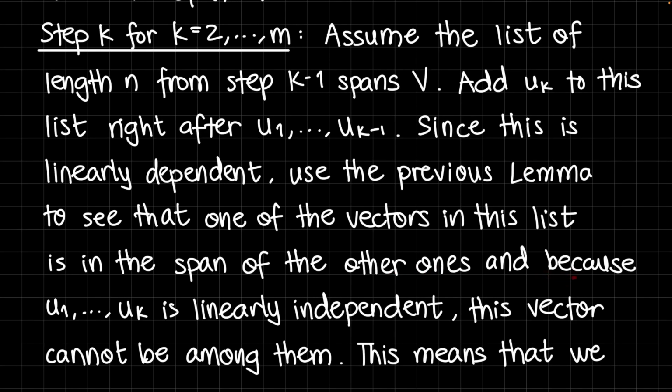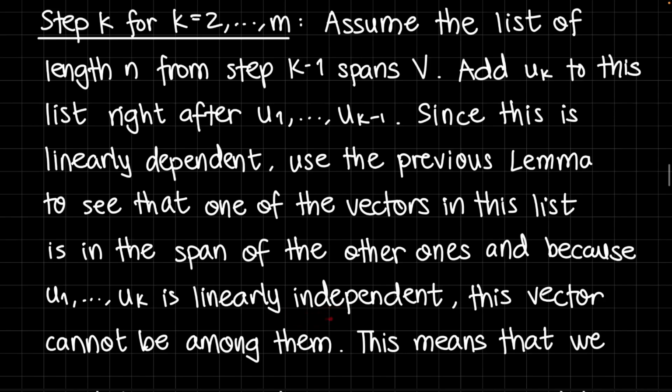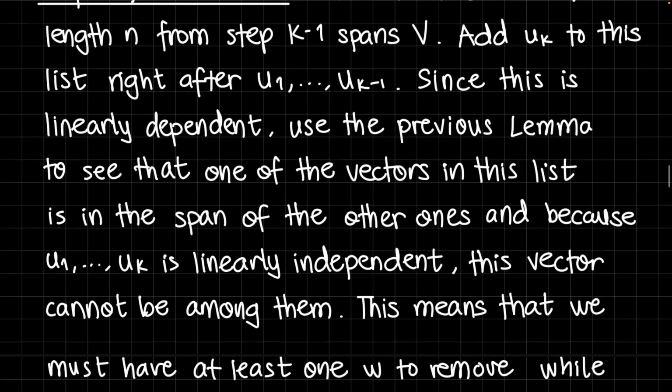Now notice that that vector, which is in the span of the vectors before it, cannot be among u1 through uk, because u1 through uk are linearly independent by the beginning assumption that the u's are linearly independent among themselves. So this vector cannot be among them. It has to be elsewhere.